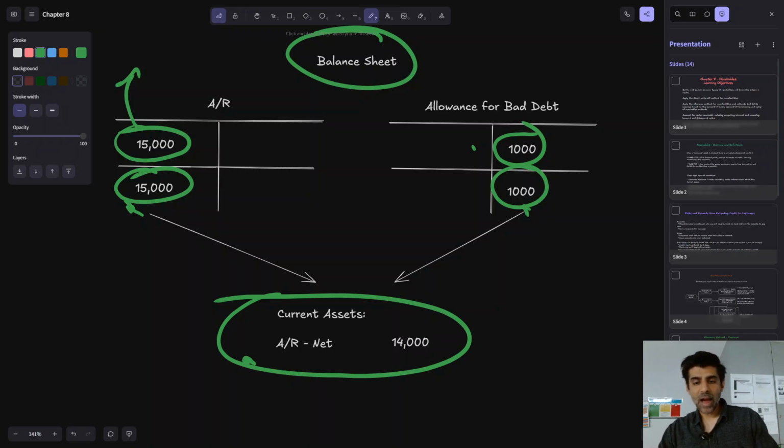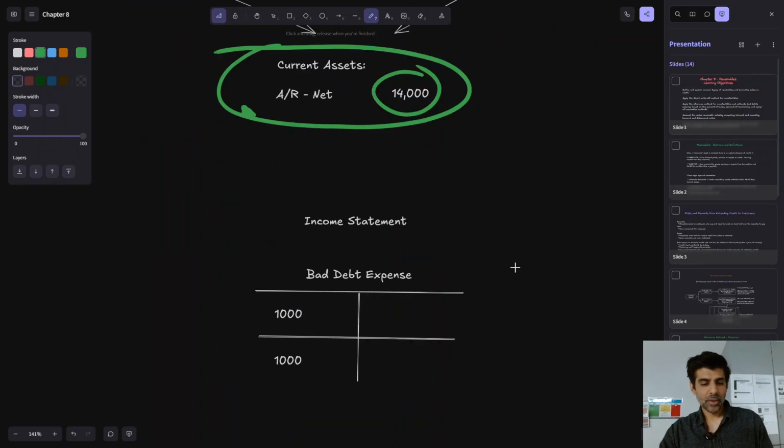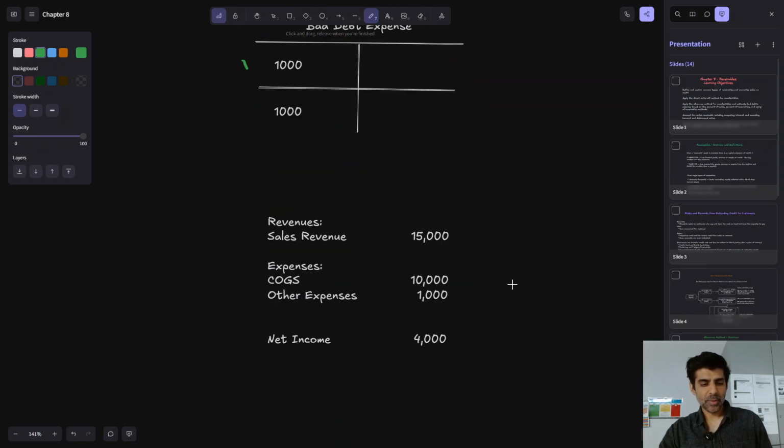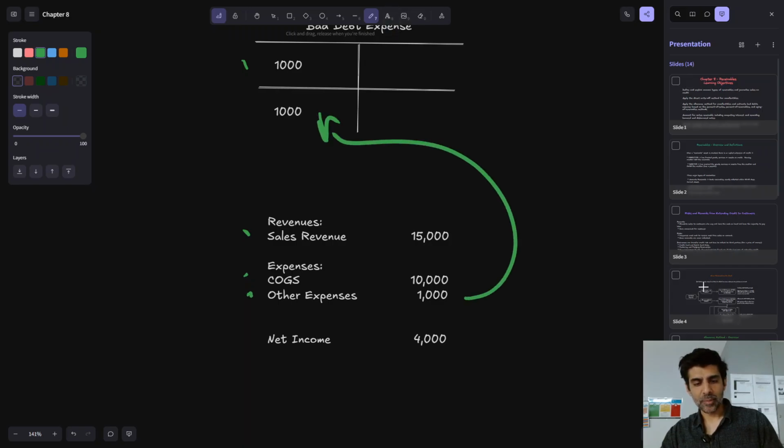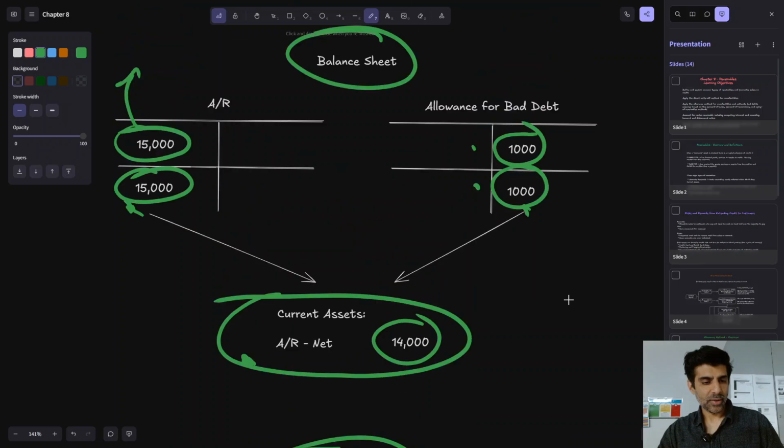Okay, so now we have this piggy bank set up. At the end of the year, this is what we're going to report for accounts receivable. And on the income statement, we're going to have this $1,000 debit. The income statement is going to look something like this: sales revenue 15,000, cost of goods sold, and this other expense, which is where this is coming from. So this net income is assuming, because this 15,000 was from credit sales, that's where this came from.